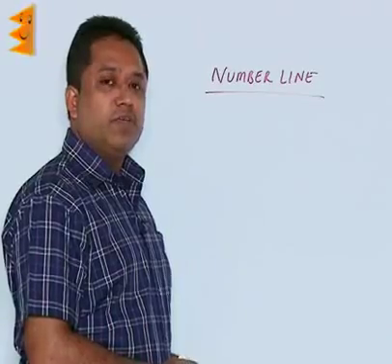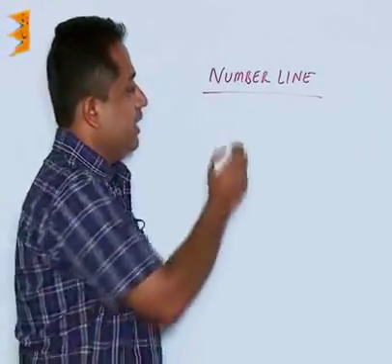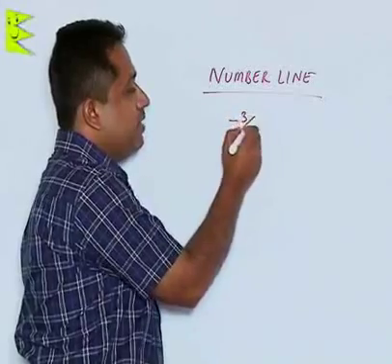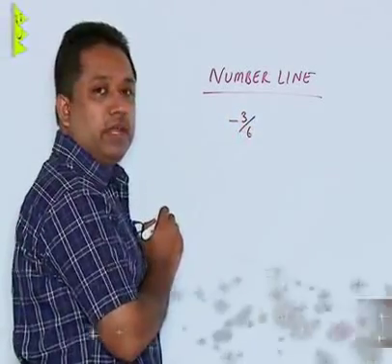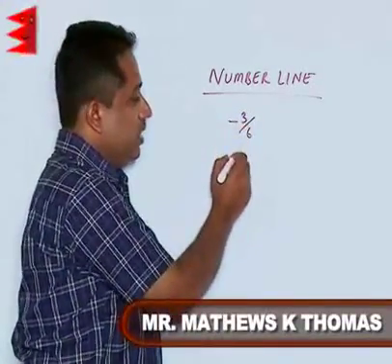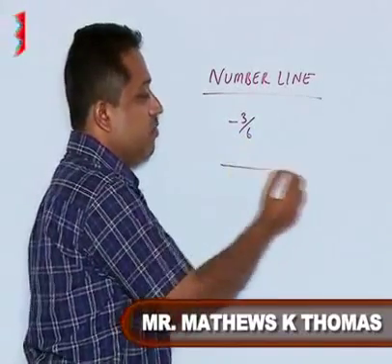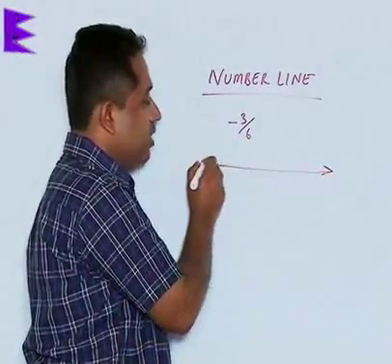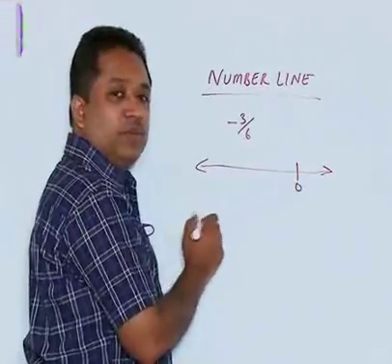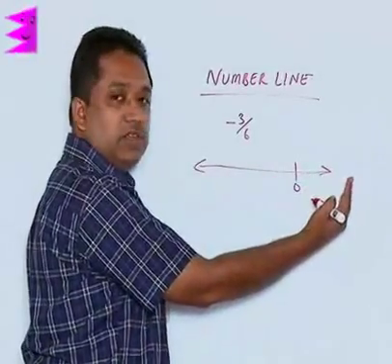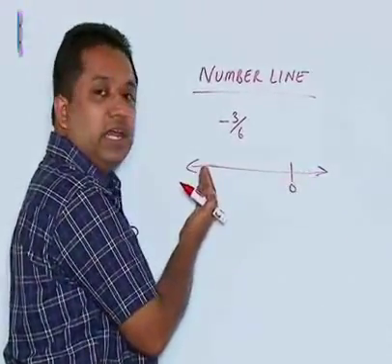Now we are going to plot some negative rational numbers on the number line. Let's say we have to plot minus 3 by 6 on the number line. Now here, when we have negative numbers, we have to understand that negative numbers lie on the left side of 0. So the right side is for positive numbers and the left side is for negative numbers.